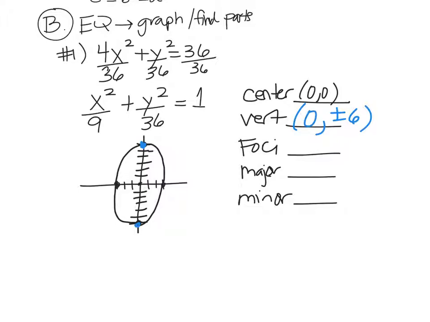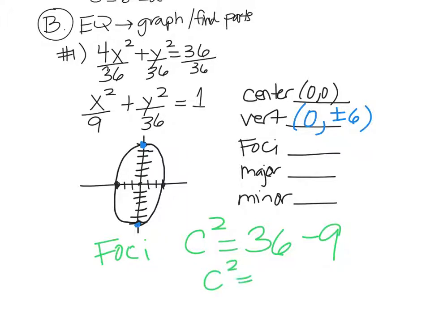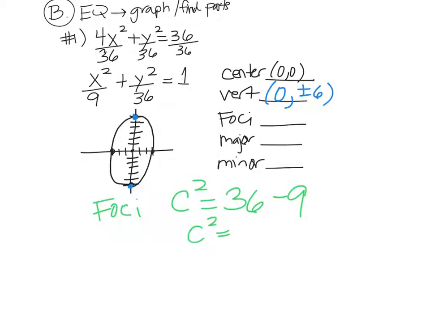All right, the foci are found by doing c squared equals. And here's where people are like, oh, I have so many things to memorize. Well, you just need to remember it's bigger minus smaller, okay? So 36 minus 9. Because people are like, is it a squared minus b squared? Is it b squared minus a squared? It's just always the bigger one minus the smaller one. So c squared would equal what? 27. Take the plus and minus square root.